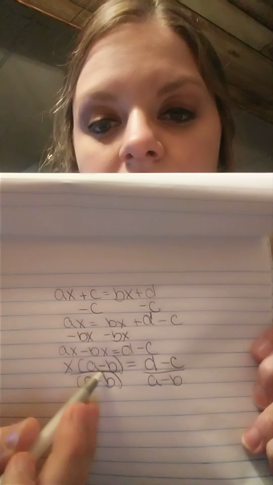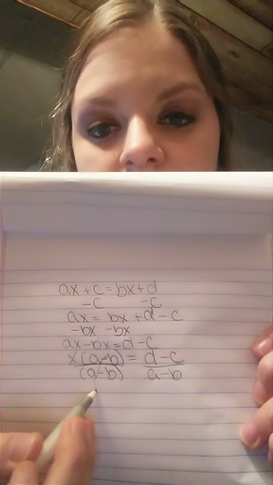Over here, these are going to cross out, and you will be left with just x equals. So they'll cross out. You get x equals. On top, the numerator will be d minus c, and on the bottom, a minus b. And those were two of the answer choices that you were given. So this is what your final answer looks like.